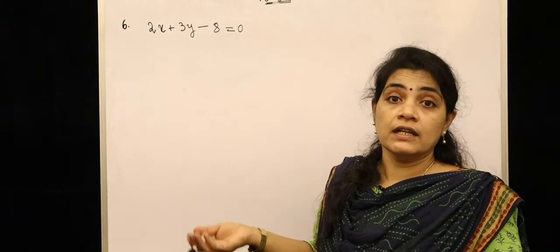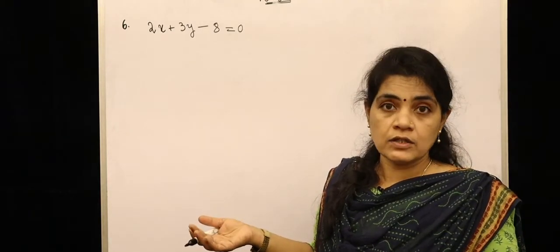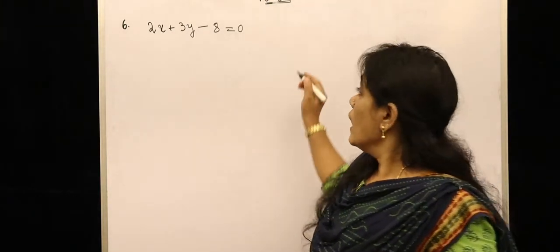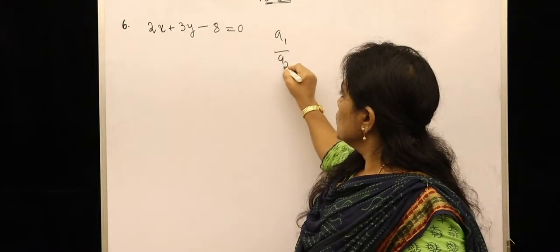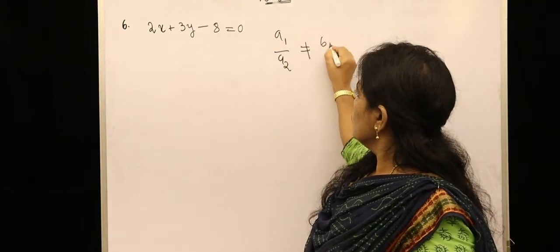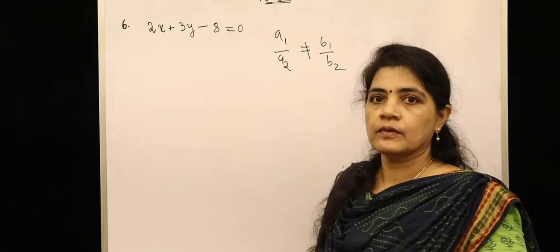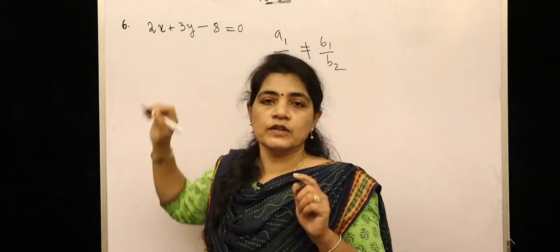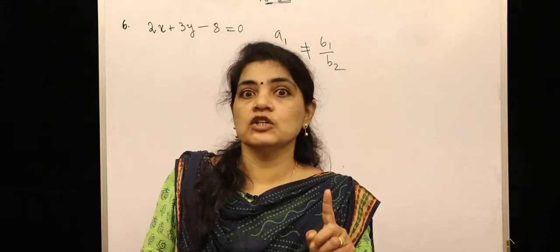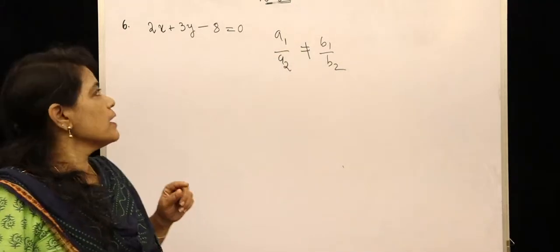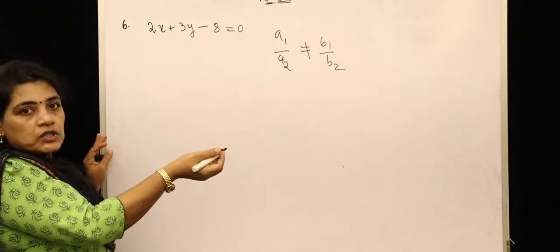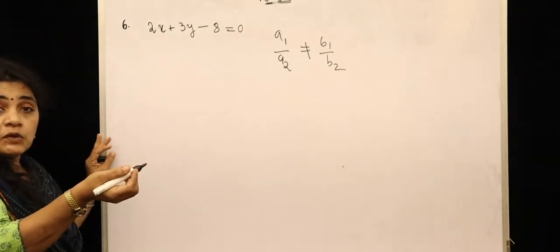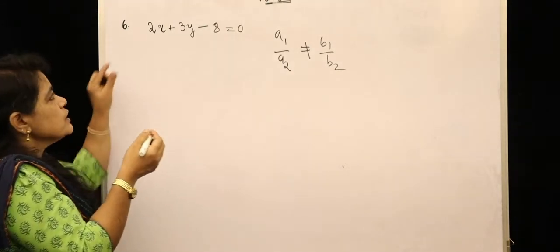So for intersecting lines, that is, for a unique solution, we have A1 by A2 not equal to B1 by B2. That means the coefficient of x in the given equation, A1, is 2. So if I am writing another linear equation in two variables, it becomes a pair.